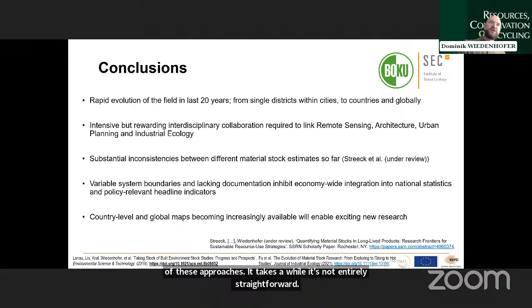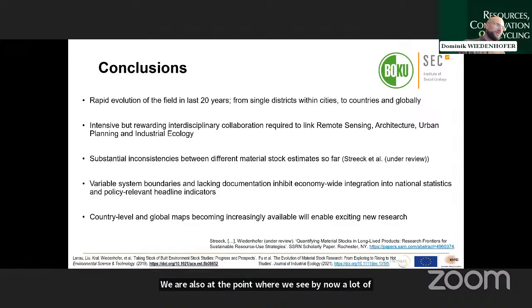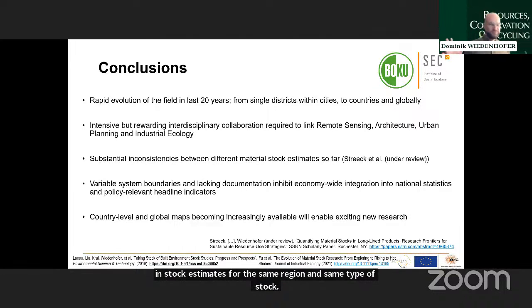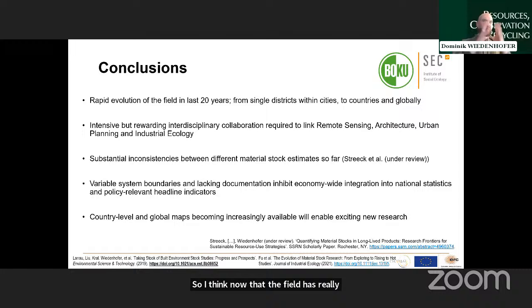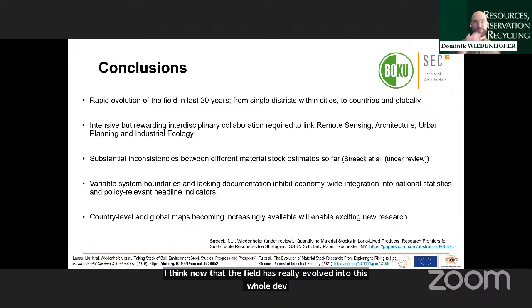We are also at the point where we now see a lot of different material stock estimates in the literature. I think the challenge now is that they are quite inconsistent. We compared those around the world. There is a factor of 3, 4, partially factor of 10 difference in stock estimates for the same region and same type of stock. So I think now that the field has really evolved in depth, it needs to come to a more coherent understanding about the world.